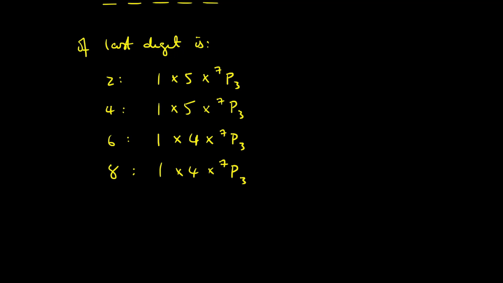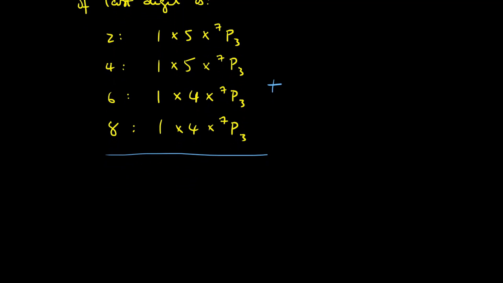So what we've got is either this situation, or this situation, or this situation, or this situation, right? So we've got 4 possible cases to consider. So what do we got to do? We've got to add up all of these together, right? Because we're either this, or this, or this, or this. And if we've got one situation or another situation, then we need to add. So we've got 5 lots of 7P3 plus 5 lots of 7P3 plus 4 lots of 7P3 plus 4 lots of 7P3, which is 18 lots of 7P3. So 18 times 7P3.